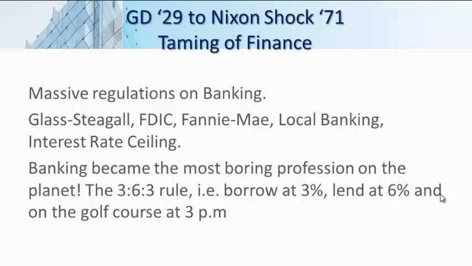Banks were restricted to be local. No bank could operate across states. There was an interest rate ceiling to make sure there is no competition among the banks to offer more and more interest. Banking became the most boring profession on the planet. There was the 3-6-3 rule: borrow at 3%, lend at 6%, and on the golf course at 3 p.m. Nothing to do.